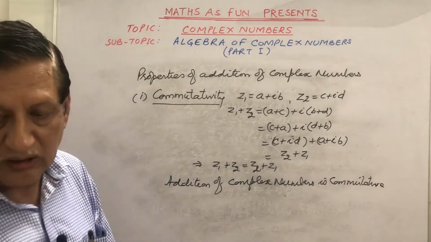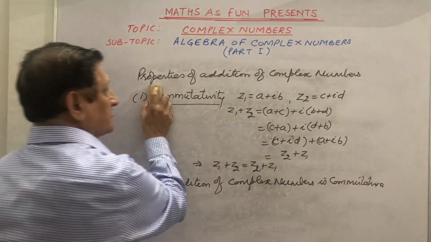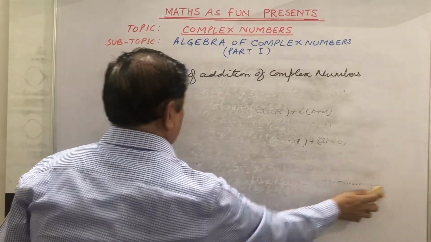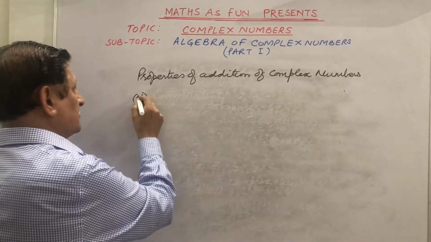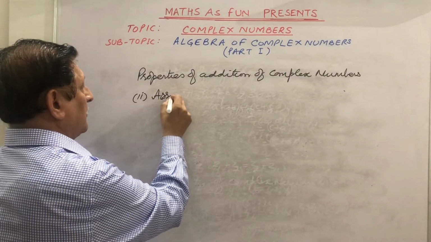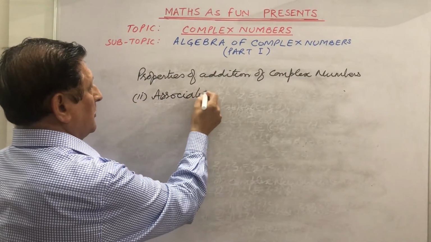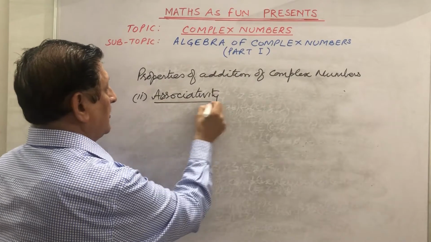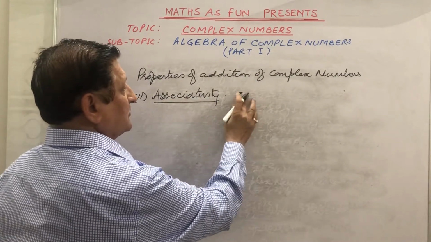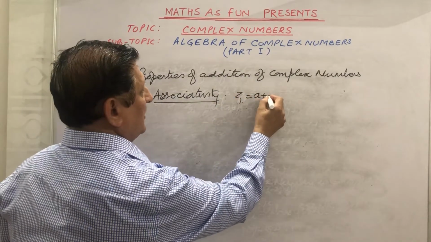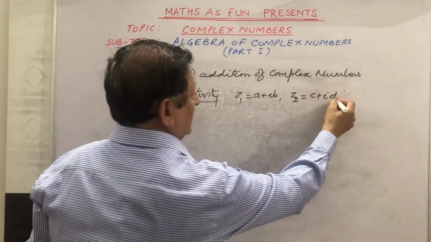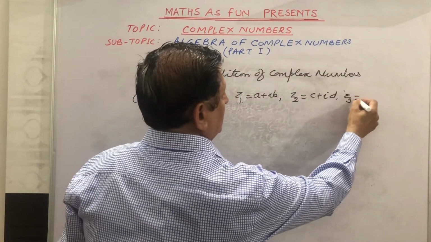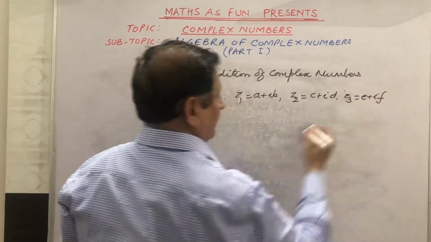Let's learn now about associativity. Number 2, associativity. If we have three complex numbers, Z1 is equal to a plus iota b, Z2 is equal to c plus iota d, and Z3 is equal to e plus iota f.